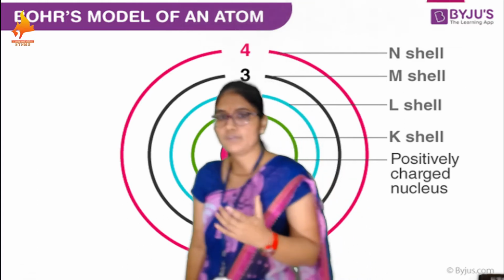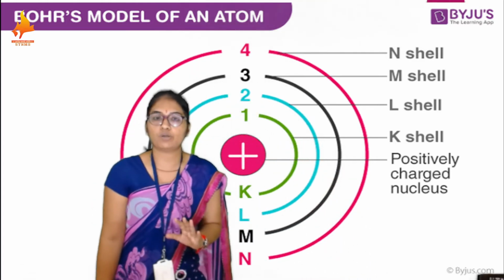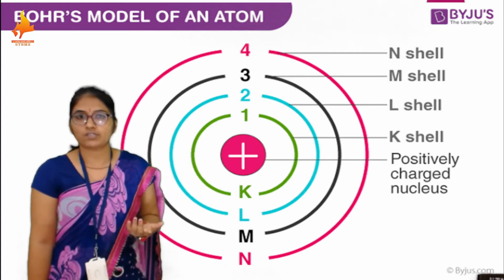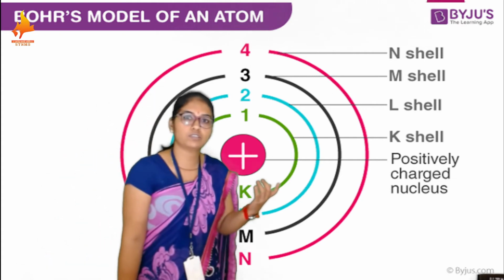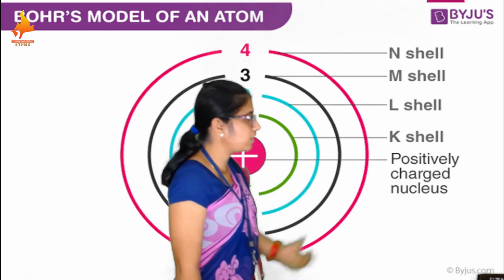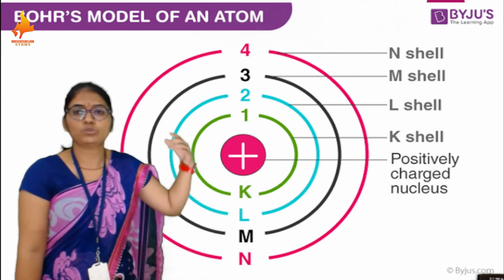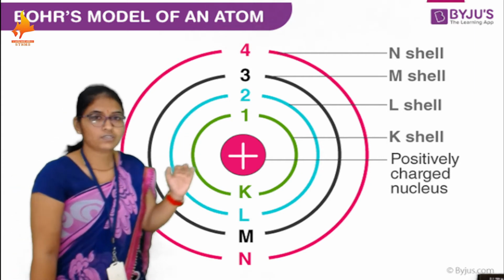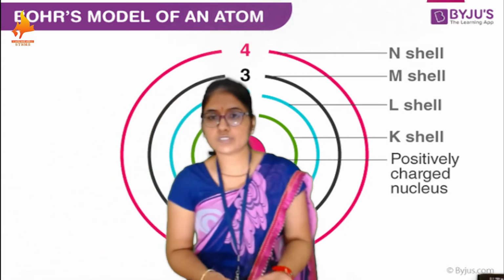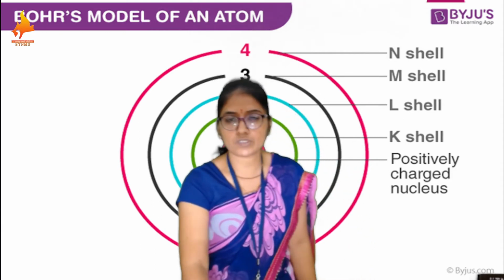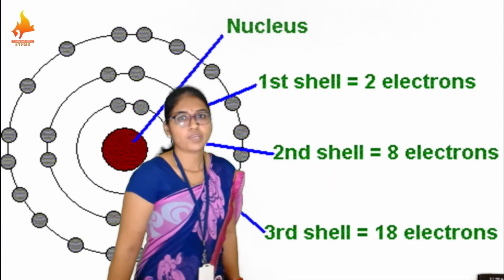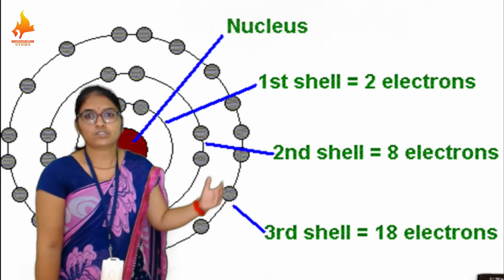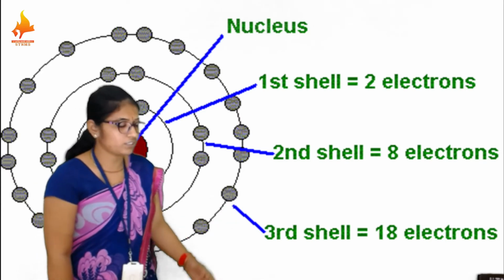For example, if we consider the K shell, it is the first shell of an atom. If we put the value of n as 1, then 2 into 1 square is 2, so the capacity of the K shell is 2. Same for the L shell: 2 into 2 square, that is 2 into 4, 8 electrons. So in the second shell 8 electrons should be filled, not more than 8 electrons will enter into the second shell. Like this he determined the capacity of each shell by the general formula 2n square. The third shell, the M shell, has a capacity of 18 electrons.